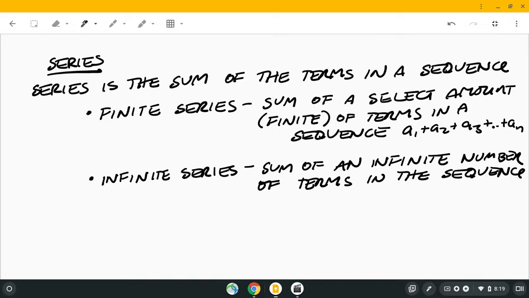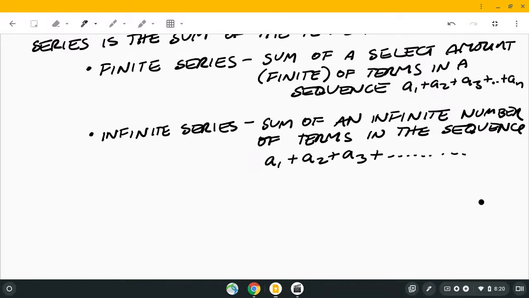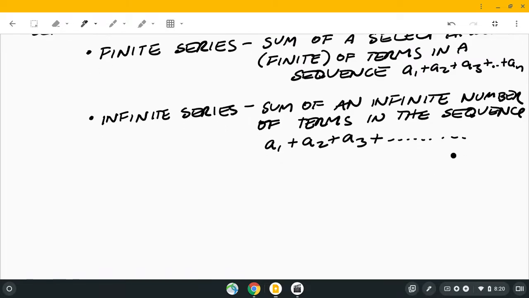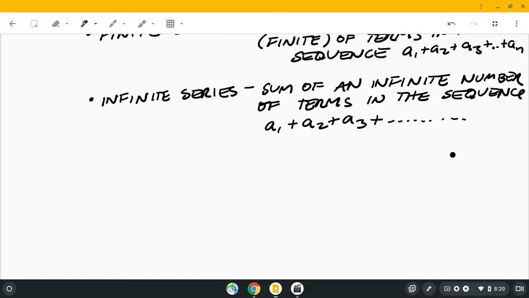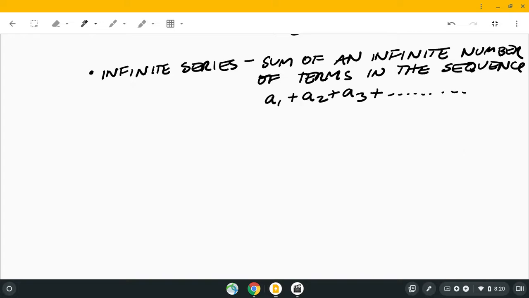Okay. And so you would be adding the first term, second term, third term, and you would just keep on going. You wouldn't stop the way you stop here. Finite, you stop. Infinite, you keep going. You might be like, oh, well, how does that happen? How do you keep adding an infinite number of terms and get an answer? Well, it happens with certain geometric sequences, and we'll see when.